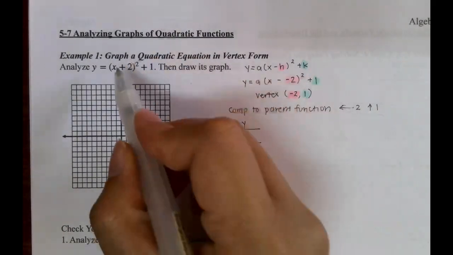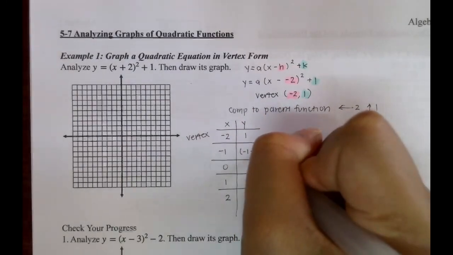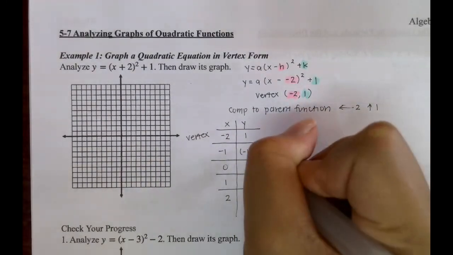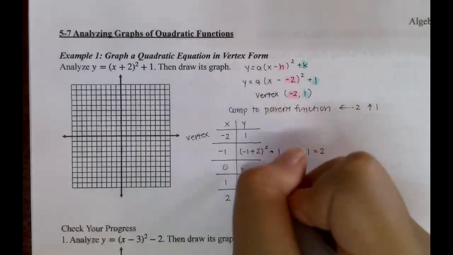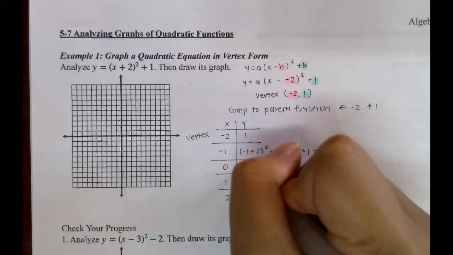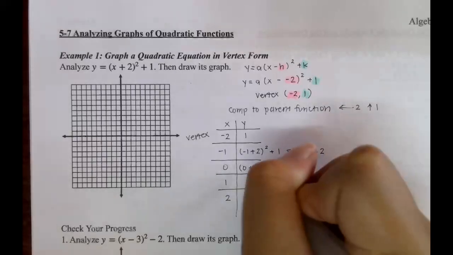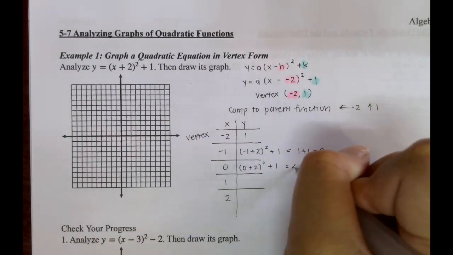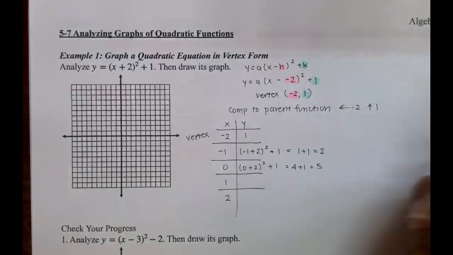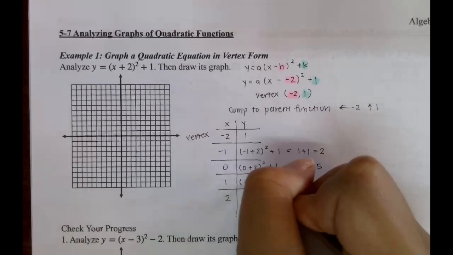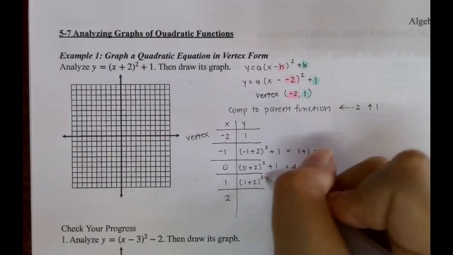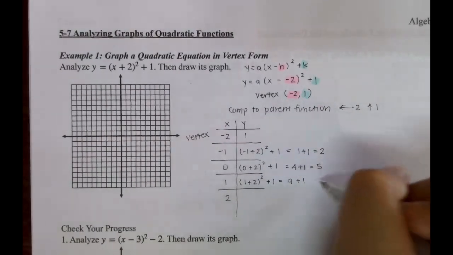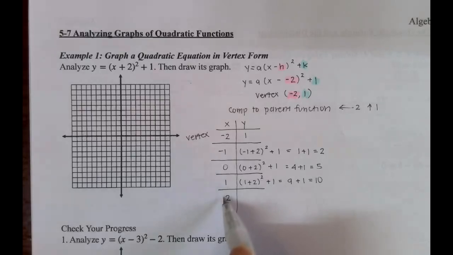Okay. So plugging in negative 1 here. So negative 1 plus 2 squared plus 1. Negative 1 plus 2 is 1. 1 squared is 1. So this is 1 plus 1, which is 2. Then plugging in 0 for x, so 0 plus 2 squared plus 1. 0 plus 2 is 2, 2 squared is 4, 4 plus 1 is 5. The next one is 1 here, plugging in 1 for x. 1 plus 2 is 3, 3 squared is 9, and then 9 plus 1 is 10. So that's already the top, so this one's not going to fit. I can just ignore that.